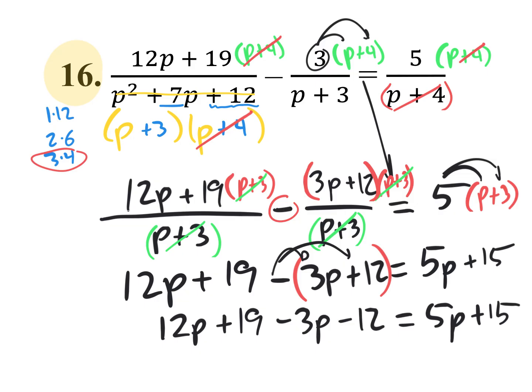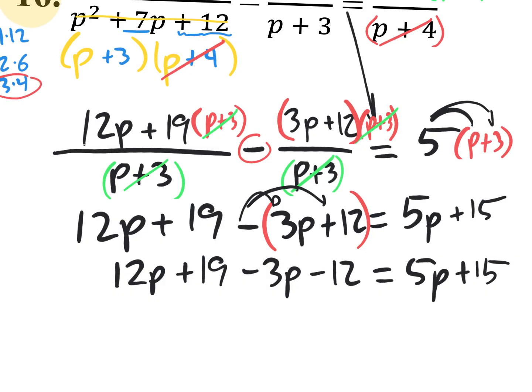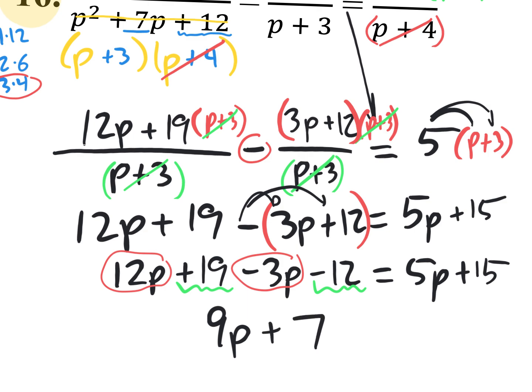Now we have an Algebra 1 question. It's just a bunch of p's and numbers. So I want to combine the like terms on the left side. 12p, take away 3p. That ends up giving you a 9p on the left side. And then you could combine the 19 minus 12, and that'll give you a positive 7 on the left side. You have the equal sign, and you bring down the 5p plus 15.